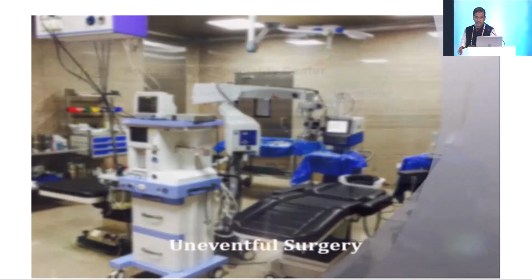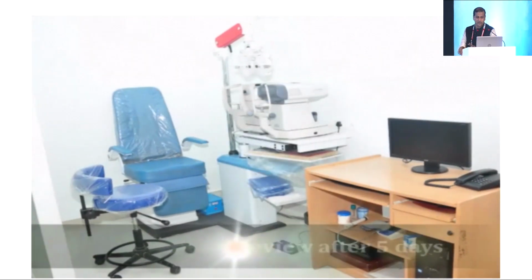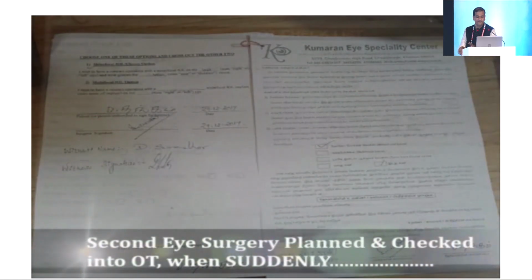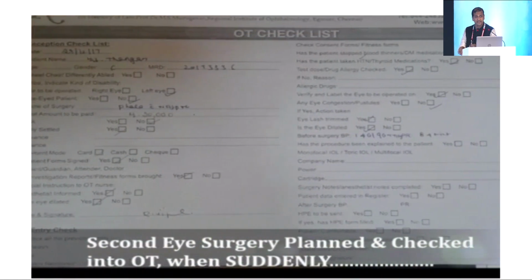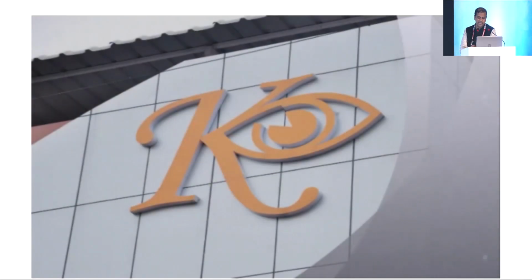All the checklist was done, and she presented to us on the first post-operative day. She was very happy. Everything went on well. So as in any other ophthalmic center, we decided to do the other eye surgery after 4 to 5 days. We didn't reassess the patient. We just went ahead with the previous medical reports which we had done for the first eye surgery. And when the patient presented to us for the second eye surgery, the patient collapsed.